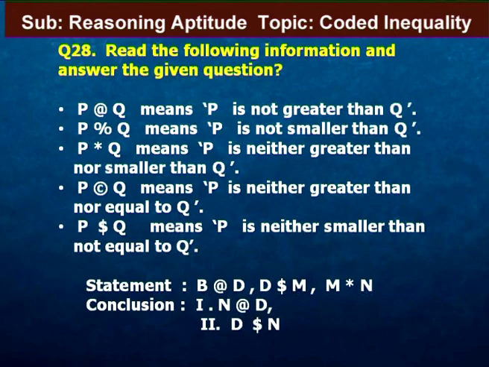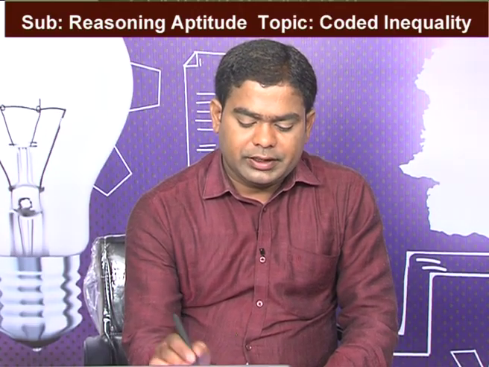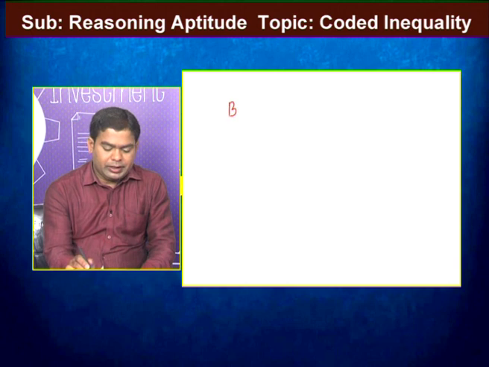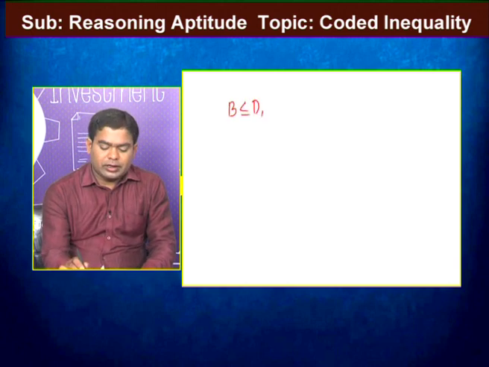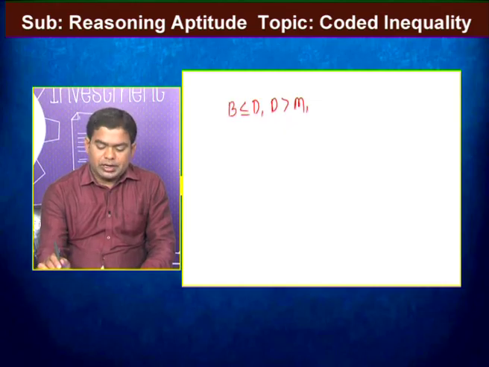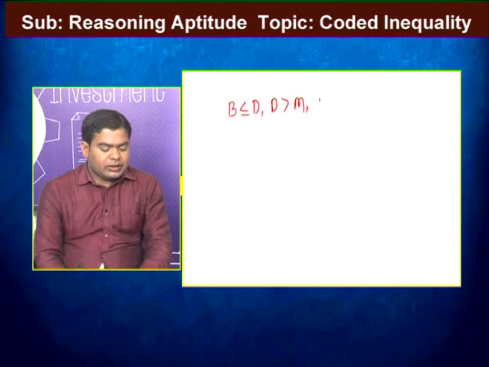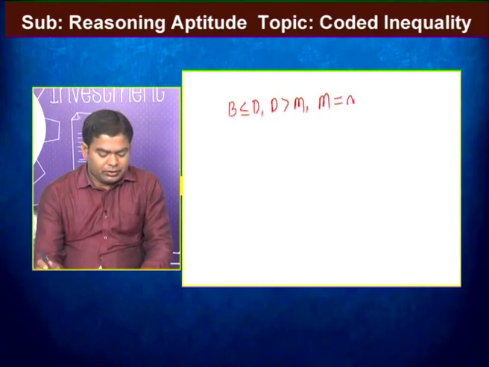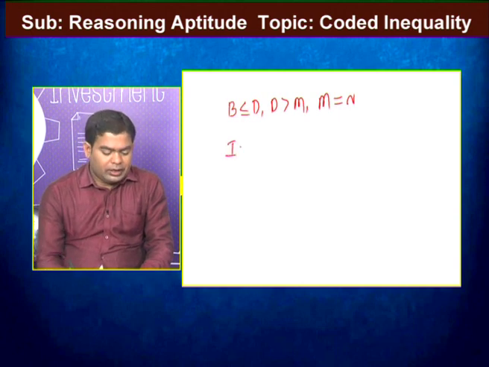Next question is B @ D $ M * N. Conclusion 1, N @ D, conclusion 2, D $ N. So in our question, © denotes neither greater than nor equal, means less than, that means M less than D. In the statement, B @ D, @ is denoted not greater than, means less than or equal to: B less than or equal to D. And D $ M, $ denotes neither smaller than nor equal, that means greater than: D greater than M. And M * N, * denotes neither greater than nor smaller than, means equal: M equal to N. So this is the statement.